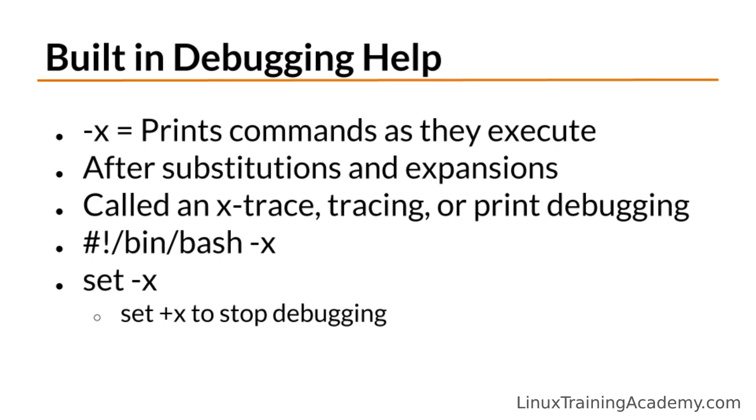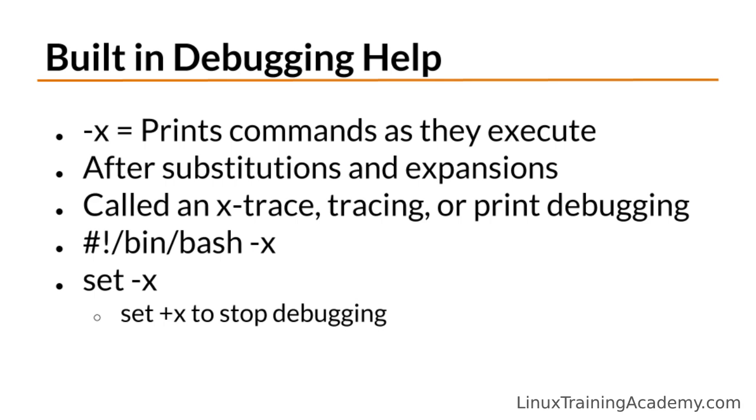This means that instead of variables being displayed, the values of those variables are displayed. The same thing goes for expansions. Wildcards aren't displayed, but what they expand to is displayed. You'll sometimes hear this type of debugging called print debugging, tracing, or an xtrace. If you are using this option in a shell script, simply add -x to the end of the shebang line.